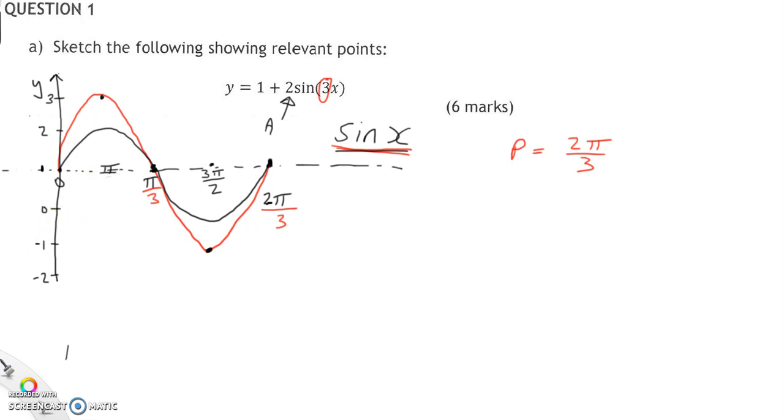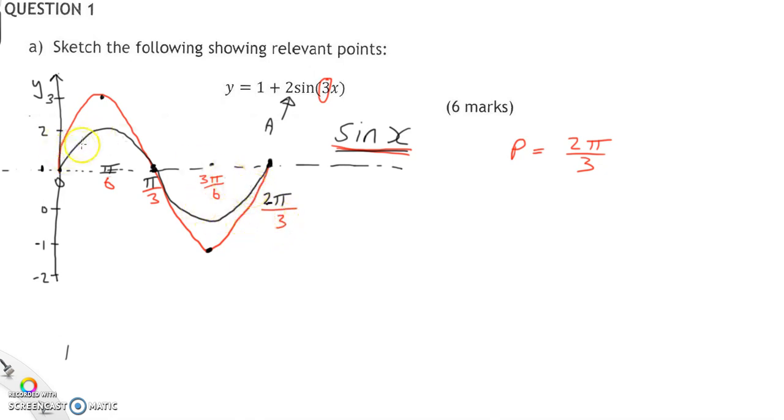So rub that out, and I'll put in pi over 6. And this guy here, see if I can rub him out there, just like that. That's going to be pi over 6, that's 2 pi over 6, so this is 3 pi over 6. And here then would be 4 pi over 6, which is the same as 2 pi over 3. So that's the graph.